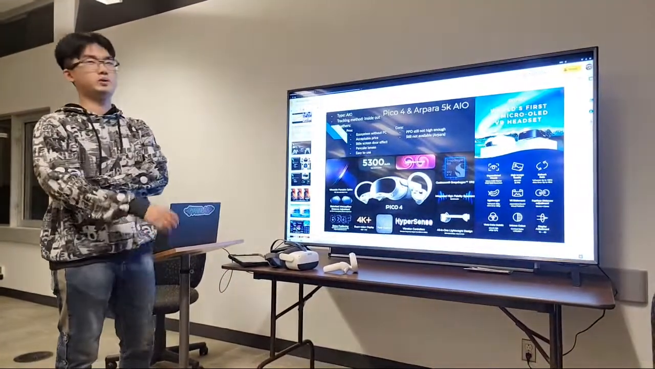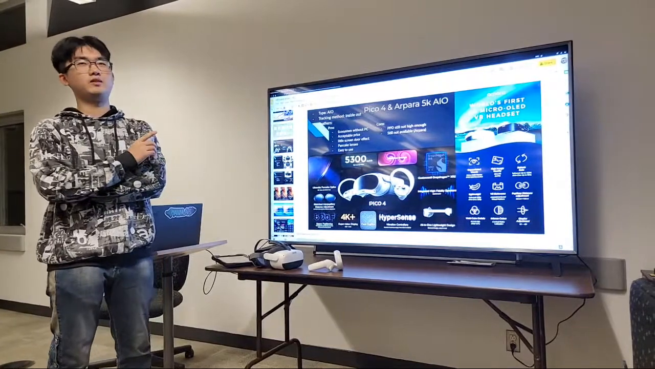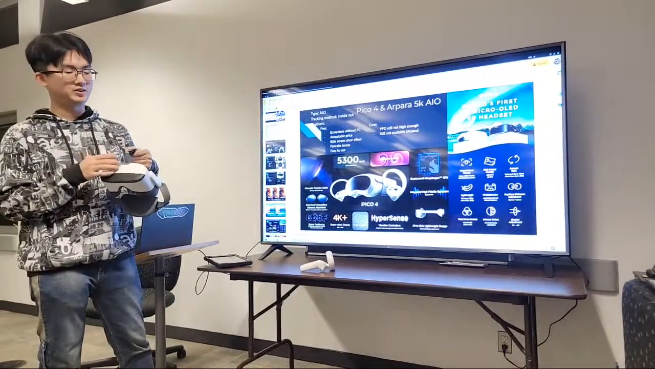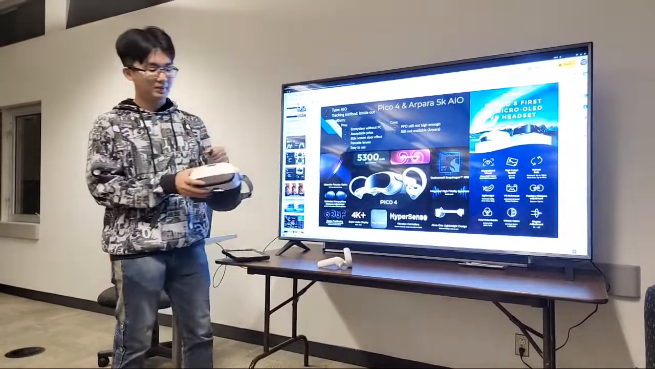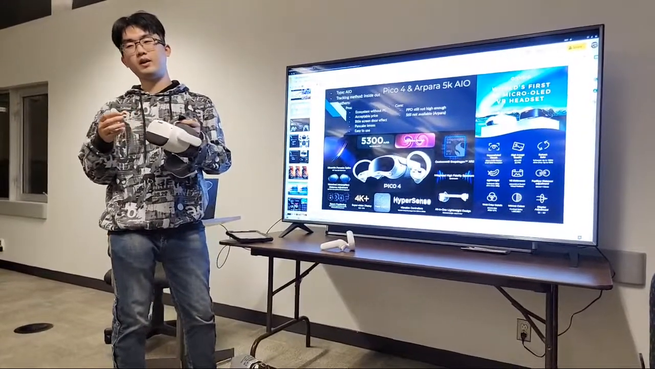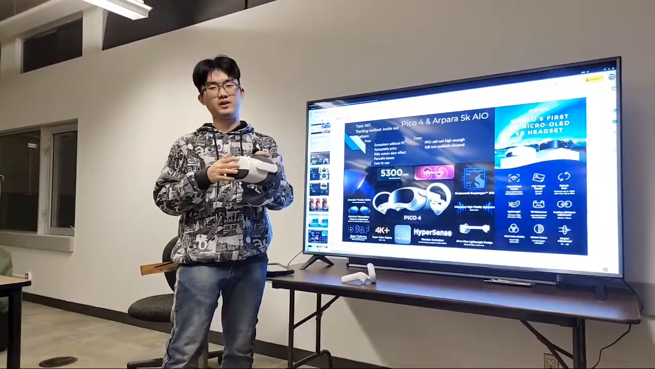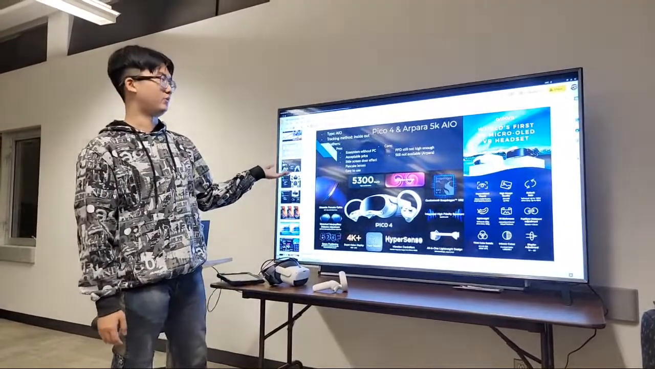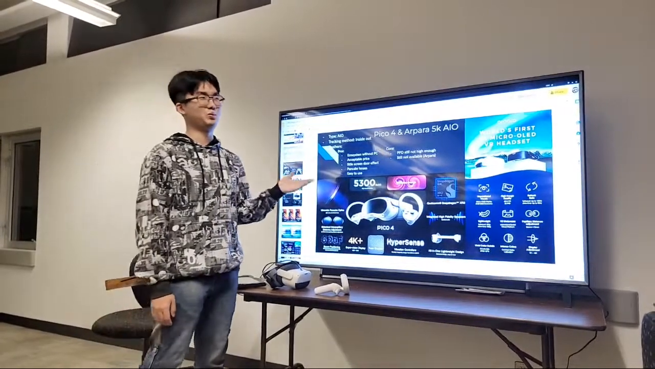Next, I want to introduce Pico 4 and Opera 5K AIO. Pico 4 was launched just a few days ago, and this one is Pico Neo 3, which is the last gen, and Pico 4 is the current gen. What it improves is that this one only supports black and white see-through. So if I wear it and move around, and if I want to see through, it's only black and white. And the Pico 4 supports colorful see-through. So basically you can wear it and go to the supermarket to shop, no problem. A Chinese YouTuber already did that.